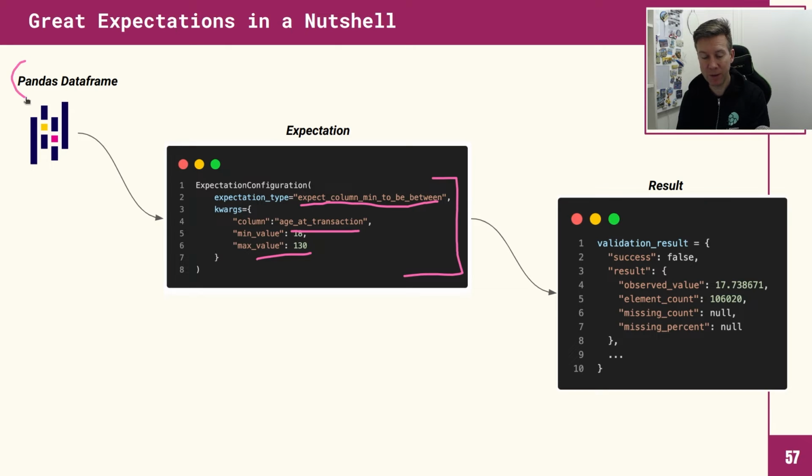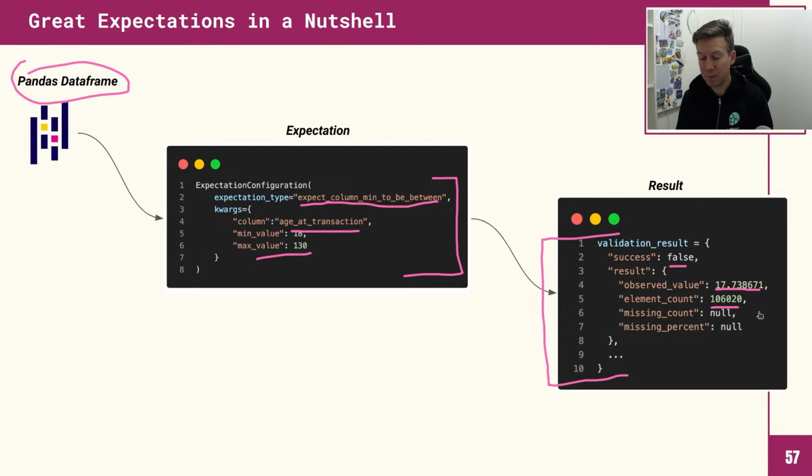This is our pandas data frame here. And it's going to be validated against the column called age at transaction. The report or result of that validation operation is a JSON. So we have a JSON here saying success was false because we observed a value that was 17.73, and the offset at which we observed it was an element count 106,020.